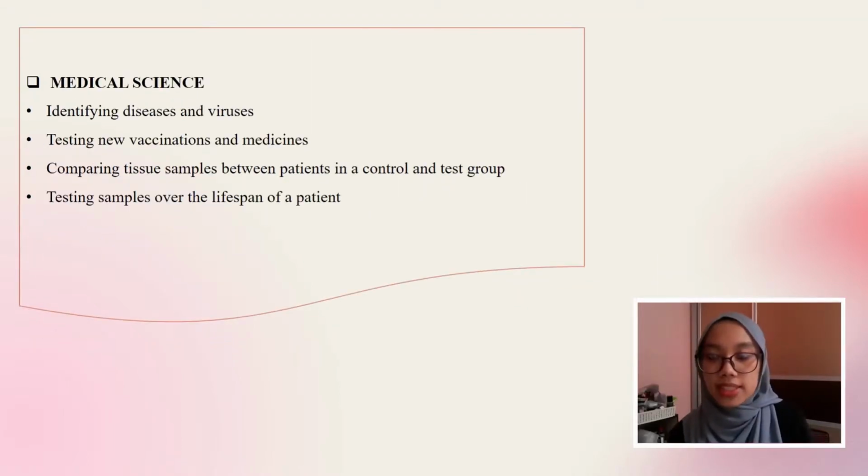In medical science, SEM is used to compare blood and tissue samples to determine the cause of illness and also measure the effect of treatments on patients, also to contribute in designing new treatments. Common uses of SEM include identifying diseases and viruses, testing new vaccinations and medicines, comparing tissue samples between patients in a control and test group, and lastly testing samples over the lifespan of a patient.